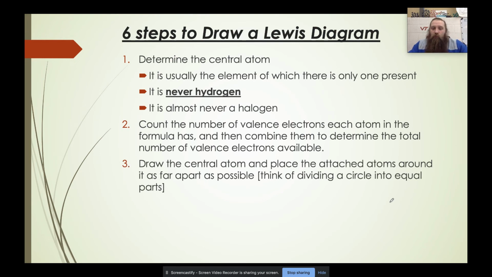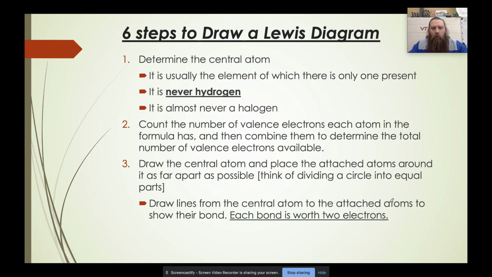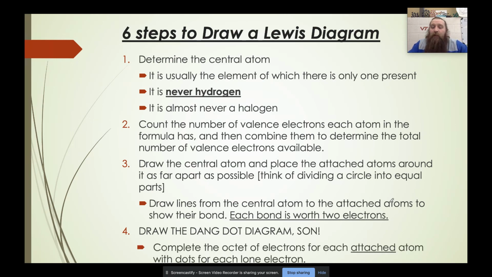We're going to draw the central atom. We're going to put the attached atoms around it as far apart as possible, kind of like dividing a circle up. We're going to attach those atoms by drawing lines from the central atom to the attached atoms. That shows their bond. A bond is worth 2 electrons. 1 electron from each species is involved in the bond. Then we're going to draw the dot diagrams, okay? So the dot diagrams show where the valence electrons are. This is going to complete the octet for all the attached atoms. I'll show you how to do that in just a second.